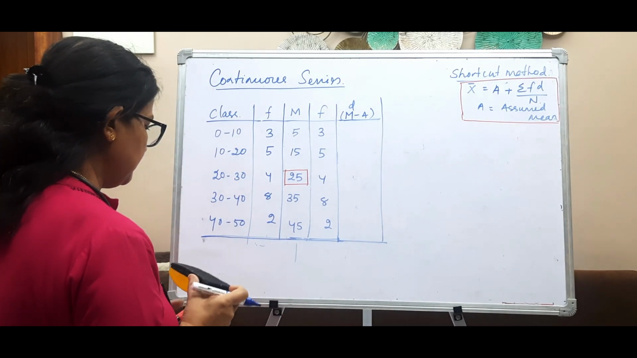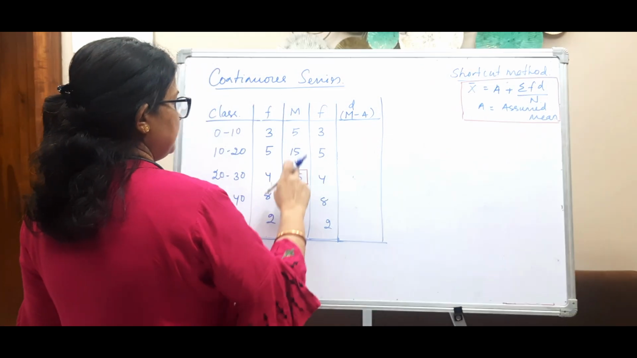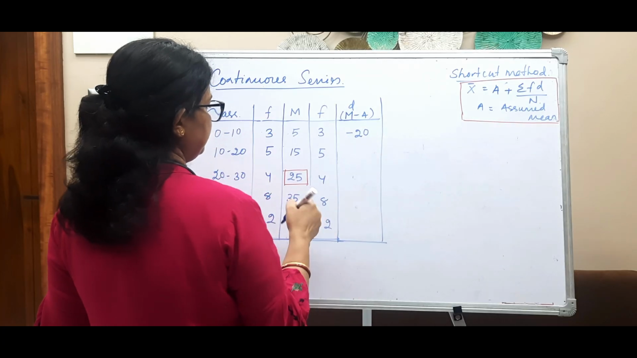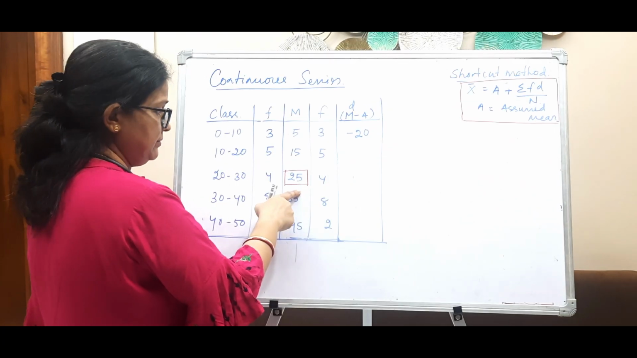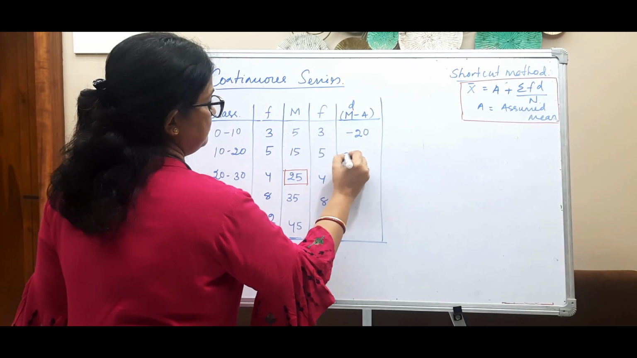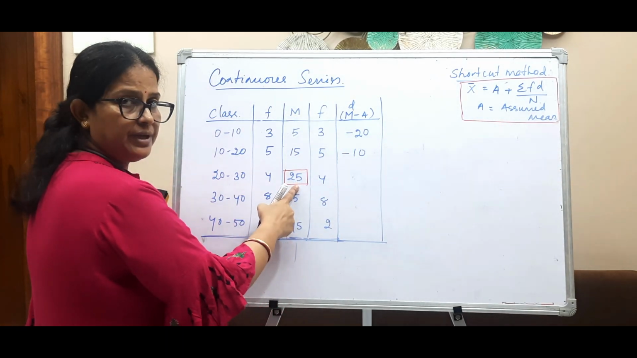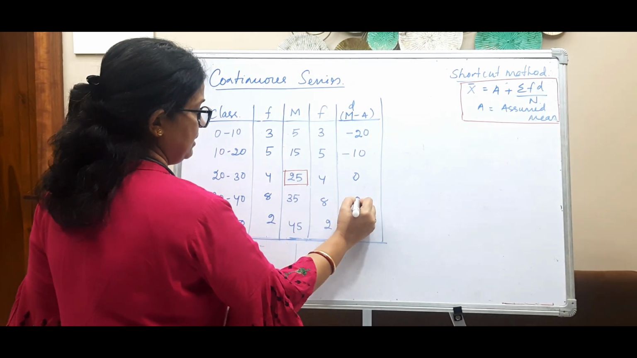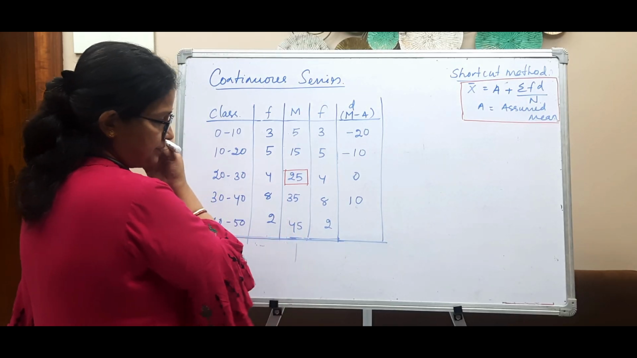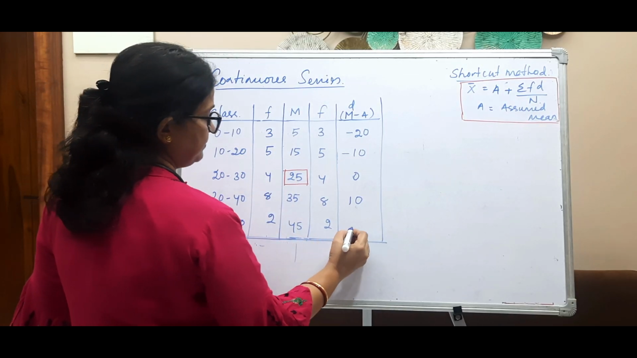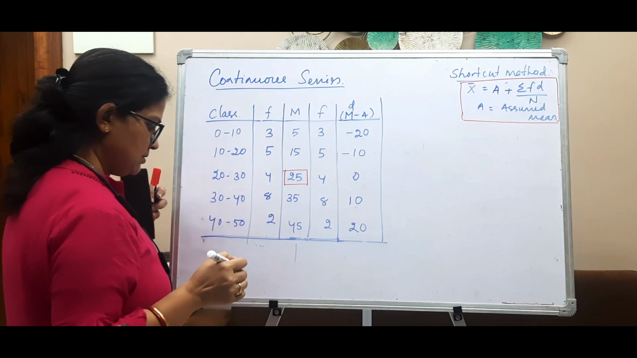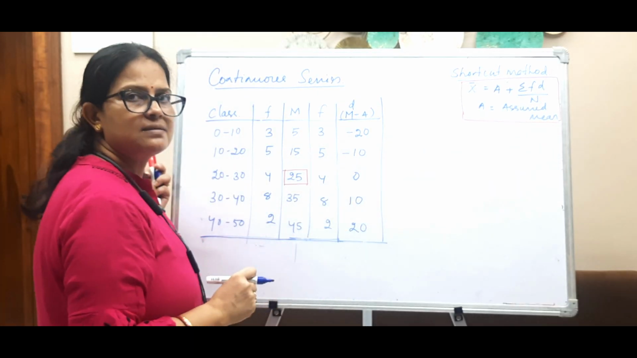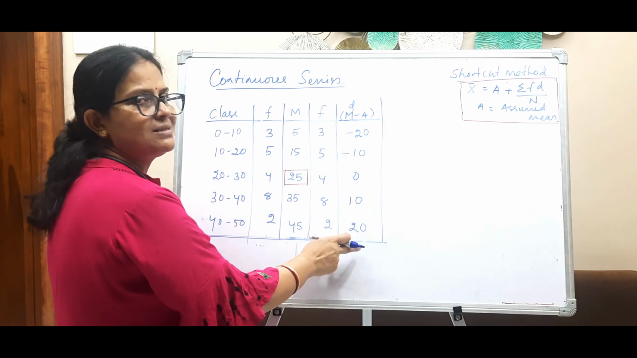So find the deviation. 5 minus 25 is minus 20. 15 minus 25 is minus 10. 25 minus 25 is 0. 35 minus 25 is 10. 45 minus 25 is 20. So if we take the middlemost value, we can find the deviation like this. That's why it makes the calculation easy.